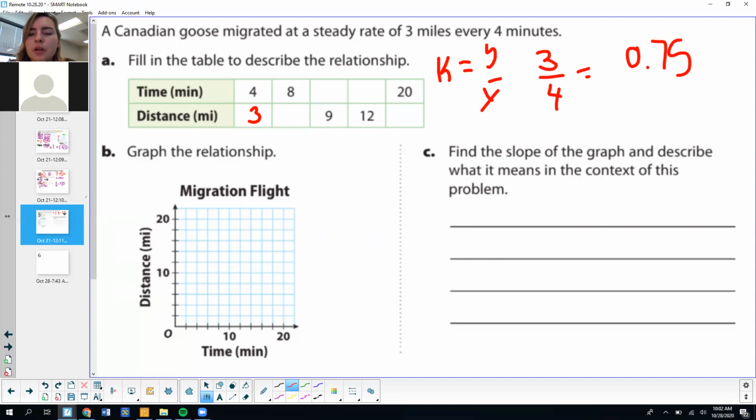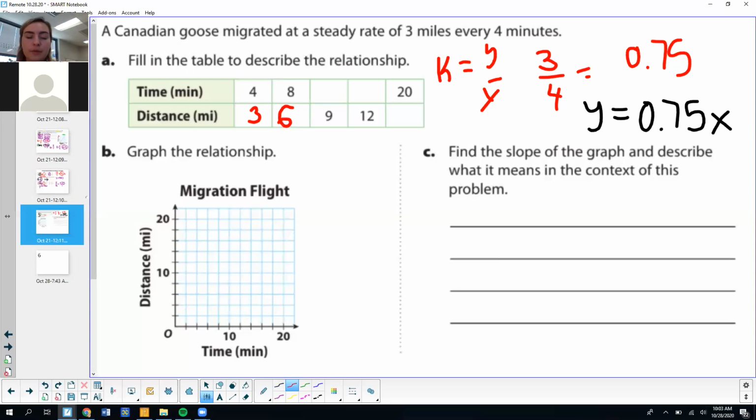Now, for this part, I want to write an equation, and I know it doesn't say to write an equation, but it makes our life a little bit easier when we do. So if you remember from the last slide, Y equals KX. So K is 0.75, and X is going to be our X values. So all I need to do now is multiply any X values by 0.75, and divide any Y values by 0.75. So for 8, I'm going to take 0.75 times 8, and that's going to give me 6.